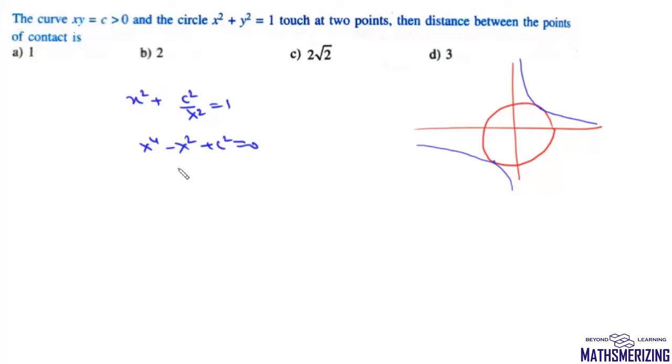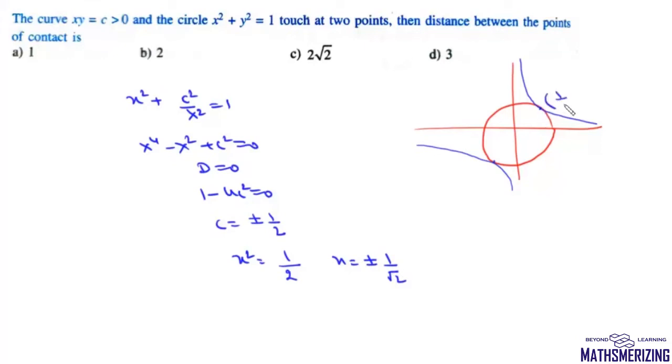Now this equation should have only 2 real roots. Value of D, it must be 0. And if the value of D is 0, we'll get 1 minus 4c square equals 0. Value of c is plus or minus 1 by 2. And then we'll get x square as 1 upon 2 and the value of x will be plus or minus 1 by root 2. So this point, it is 1 by root 2 comma 1 by root 2, and this point here will be minus 1 by root 2 and minus 1 by root 2.